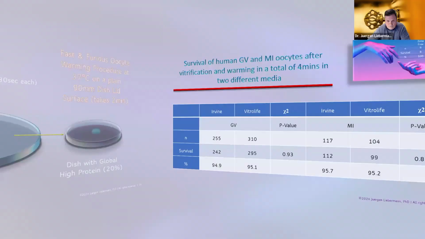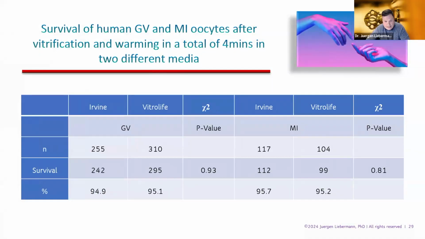So warming also takes me 2 minutes. I started comparing 2 protocols first. I started with Irvine and Vitrolife, and you see here my GV numbers and their survival as well, metaphase 1 and their survival. And you see, at least between these 2 media, there is no significant difference in terms of survival if we consider GVs or even the survival of metaphase 1 oocytes.